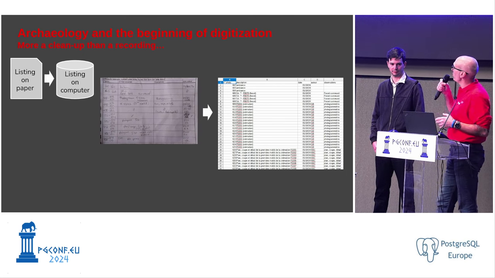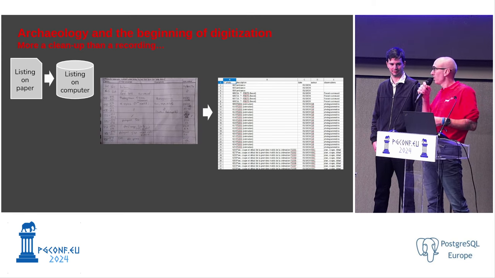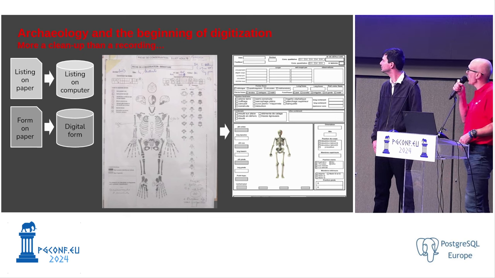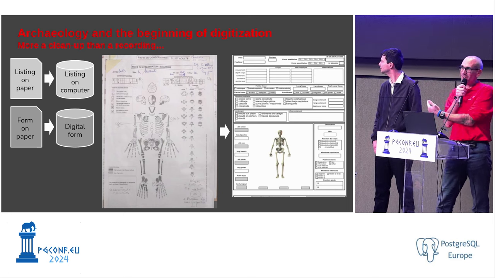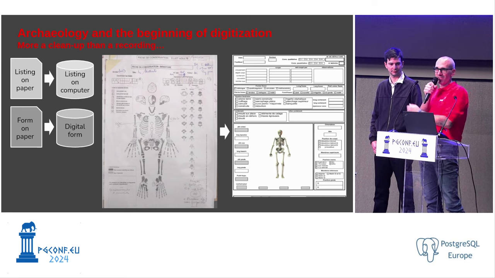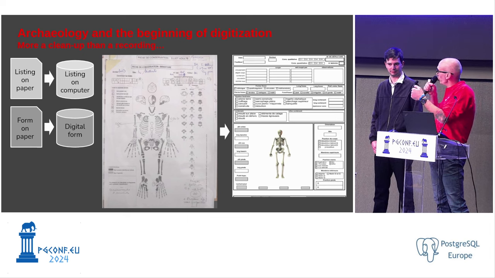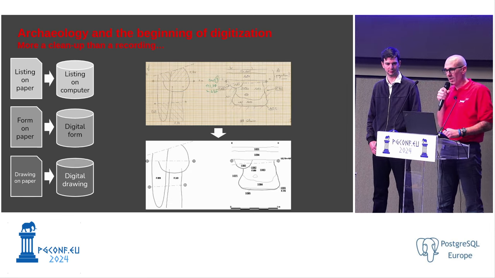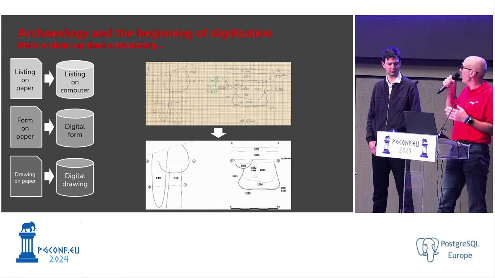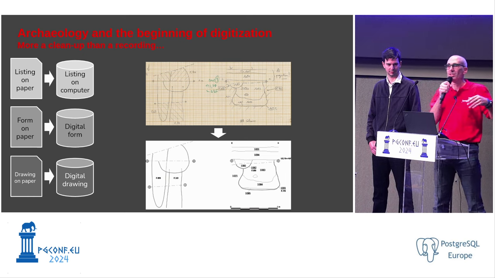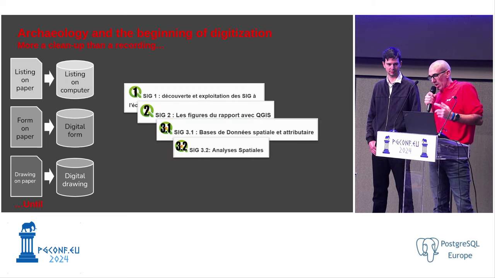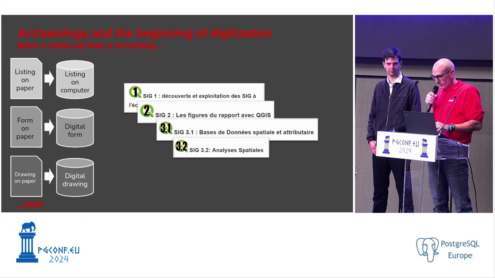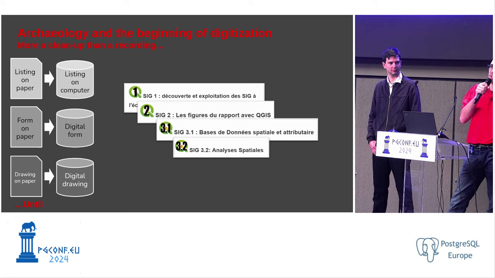So, for a long time, we have digitized the data, like inventories. We have specialized tools, like this 2D skeleton mannequin, maybe the first time you see this in this type of talk. It serves to record whether the bones are complete or present on a burial, for example. And all the drawings that the archaeologists make are digitized. Sorry, it's ugly, but it's just an example. Also, for a few years, and it's also one of my jobs, there has been the use of GIS, Geographic Information System.